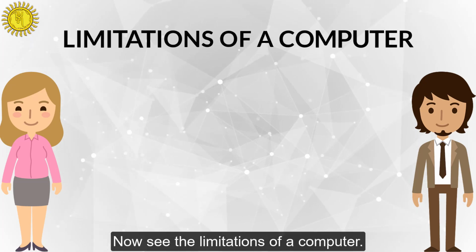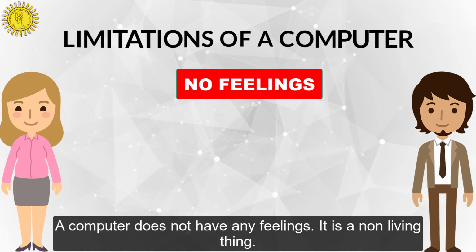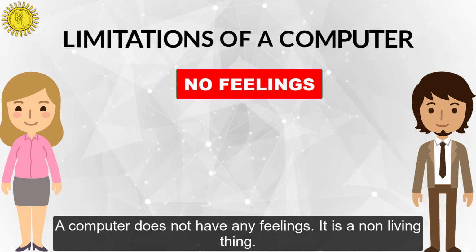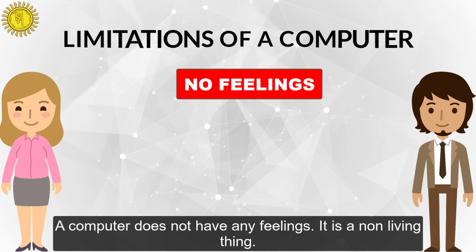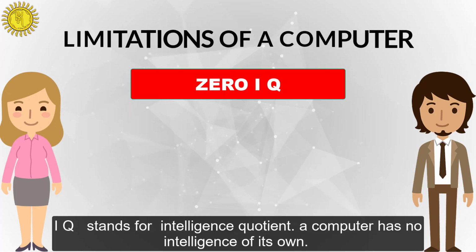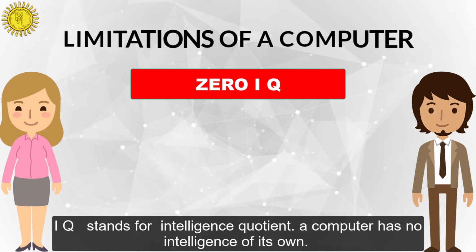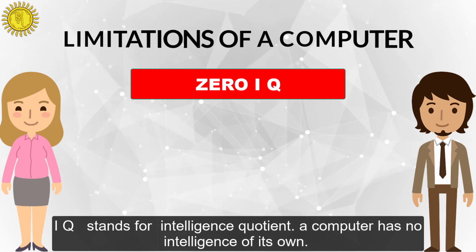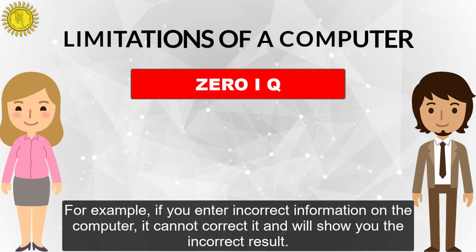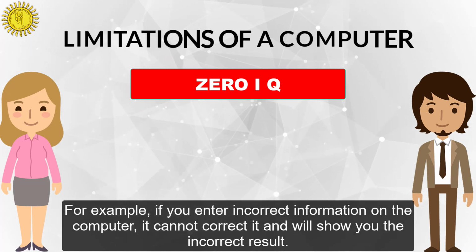Now see the limitations of a computer. No feelings. A computer does not have any feelings, it is a non-living thing. Human-dependent. Computer is a man-made machine, it cannot do anything on its own. Zero IQ. IQ stands for intelligence quotient. A computer has no intelligence of its own. For example, if you enter incorrect information on the computer, it cannot correct it and will show you the incorrect result.